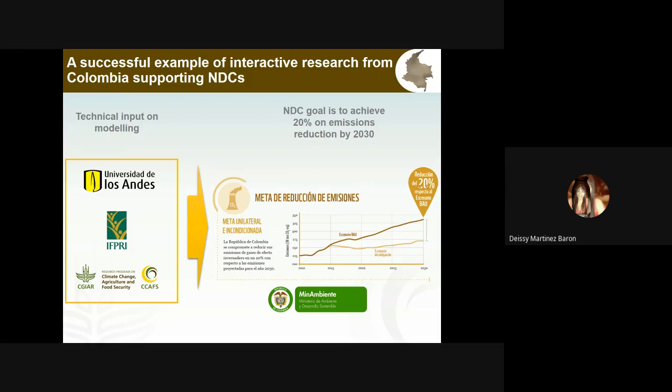So basically, using these three different models, this was the integrated approach that we used to support the decision-making process and formulation process of the NDC. At the end, the NDC goal in Colombia was to achieve a 20% emissions reduction by 2030.